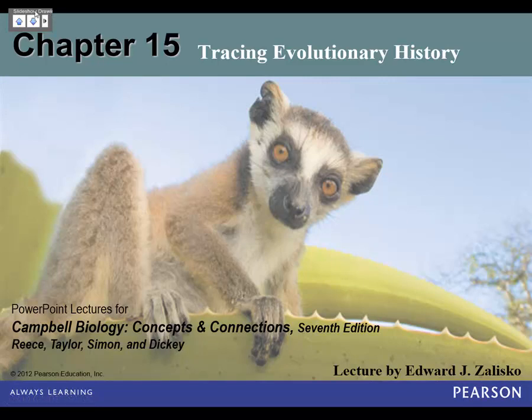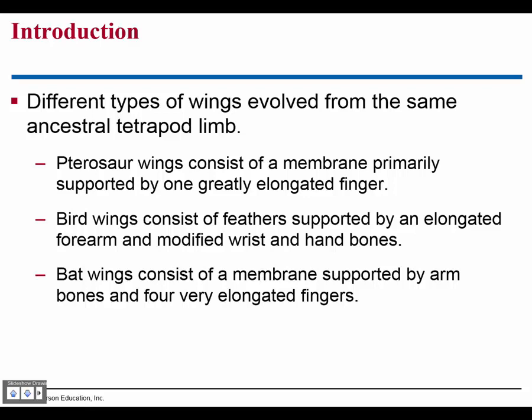Okay, now let's talk about chapter 15, the last chapter, and this is kind of that primordial soup chapter. How are we going to make primordial soup, right? And so, to introduce the topic, they look at different types of wings and how they evolved from the same ancestral tetrapod limb.